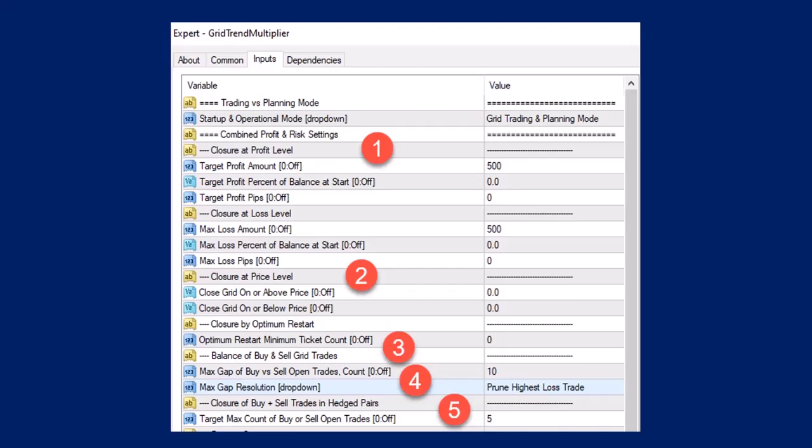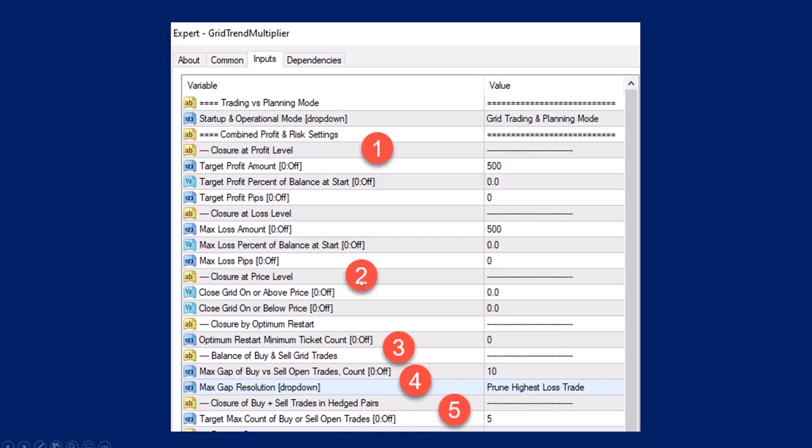Okay, so we're going to look at the five methods that are currently available in the Grid Trend Multiplier. There's the closure at a profit level, and there you can specify a dollar profit, a percentage gain from the start of the trading, or pips. So if you've made, let's say, 200 pips, you say, please close the grid and I'll start again, or I'll reconsider my strategy there. So that's number one pruning method.